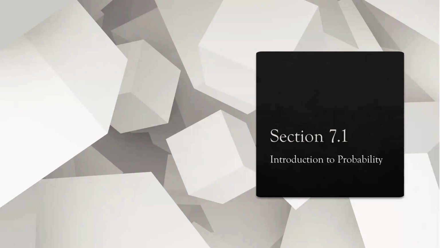Chapter 7 is all about probability. So, in this first section, we'll just get an introduction to probability theory. And probability theory just gives us a measure of the likelihood of a certain outcome of an event.